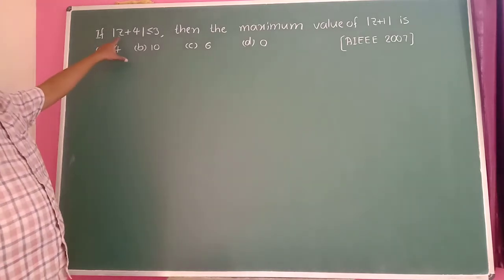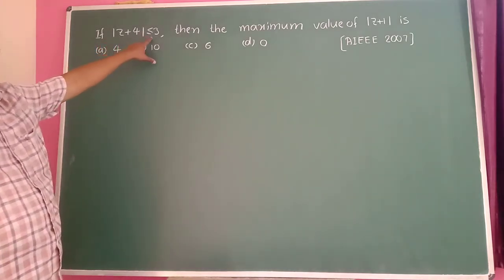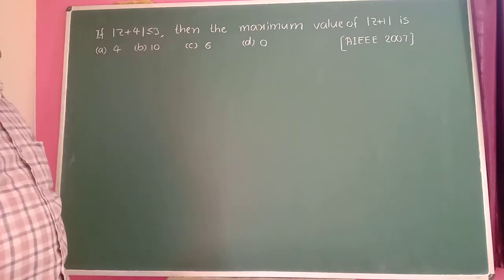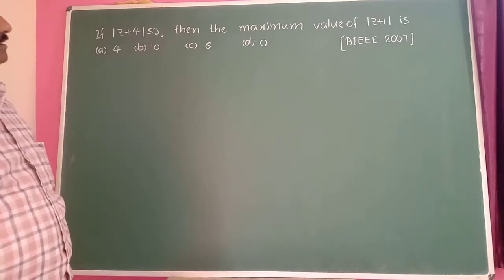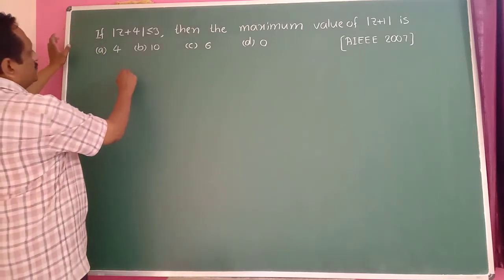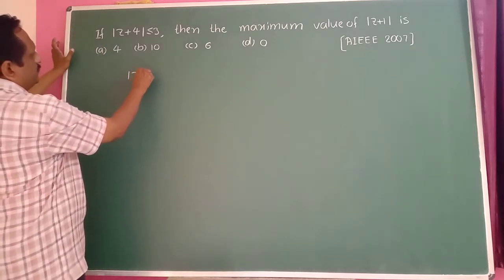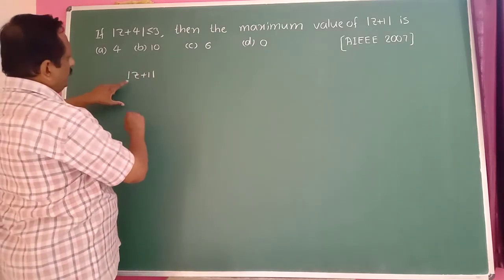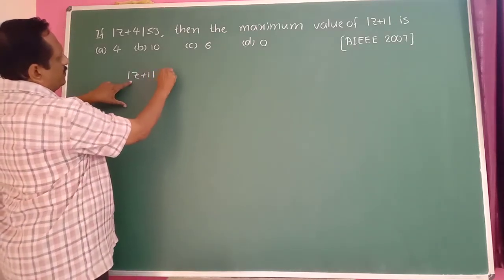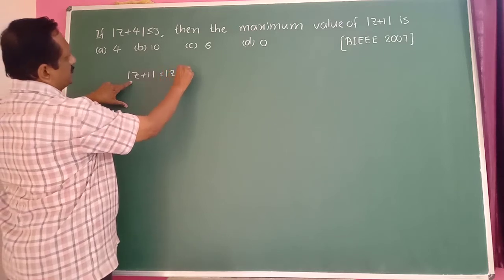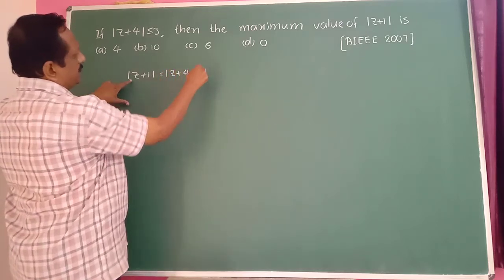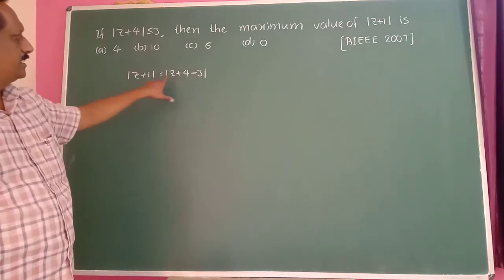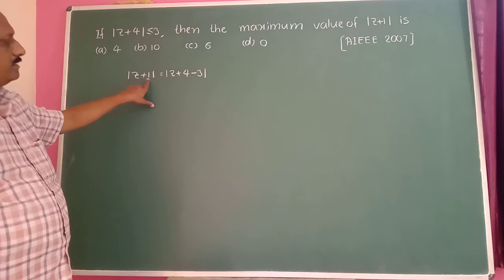If modulus of z plus 4 is less than or equal to 3, then the maximum value of modulus of z plus 1 is what? Okay, in this case, for modulus of z plus 1, we want the maximum value. So you can write this as modulus of z plus 4 minus 3. Okay, 4 minus 3 gives 1 here.